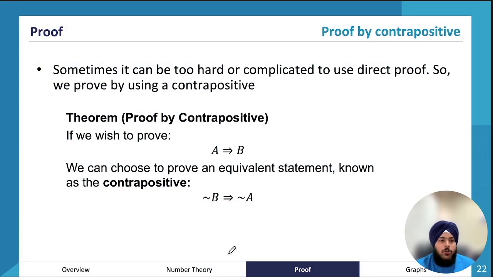And then we have proof by contrapositive. Sometimes it can be really difficult to use a direct proof or a negation proof. In those cases, we use proof by contrapositive. So if we are trying to prove that if A is true, then it implies B, what we might actually show is the contrapositive, or the opposite: that if B is not true, then it implies that A is not true as well.